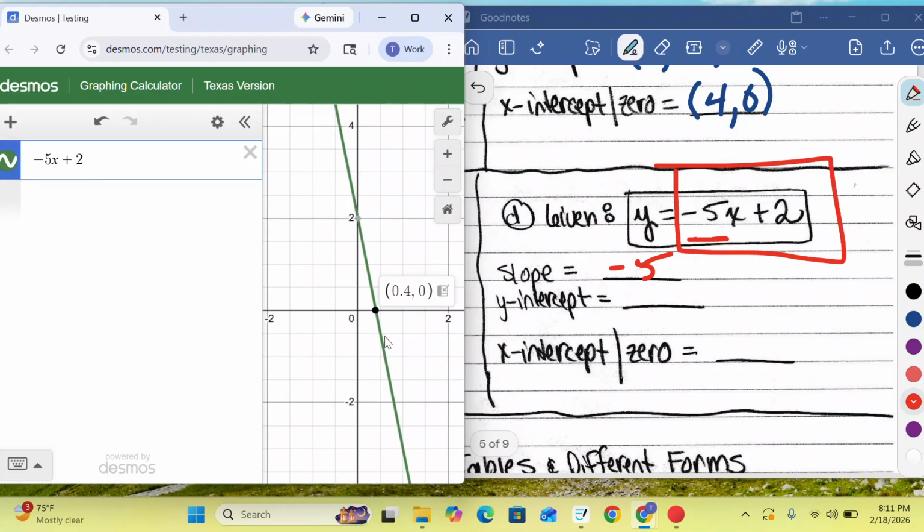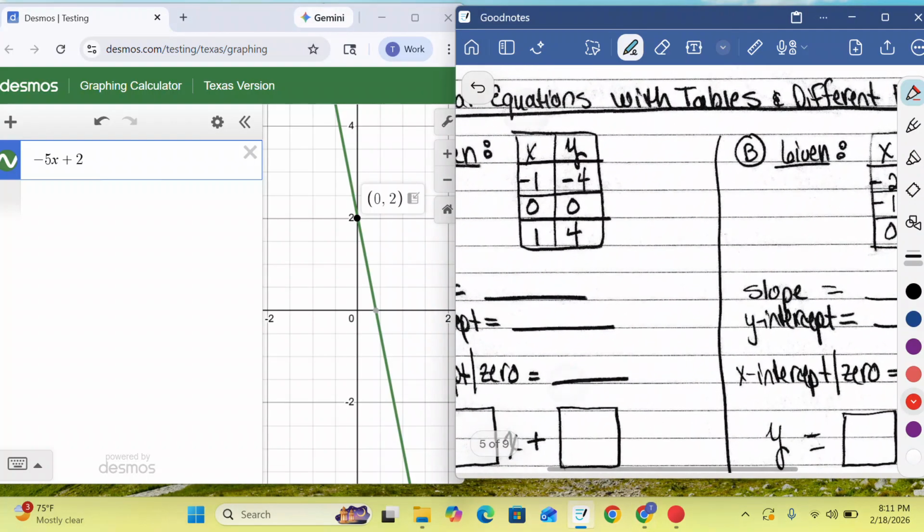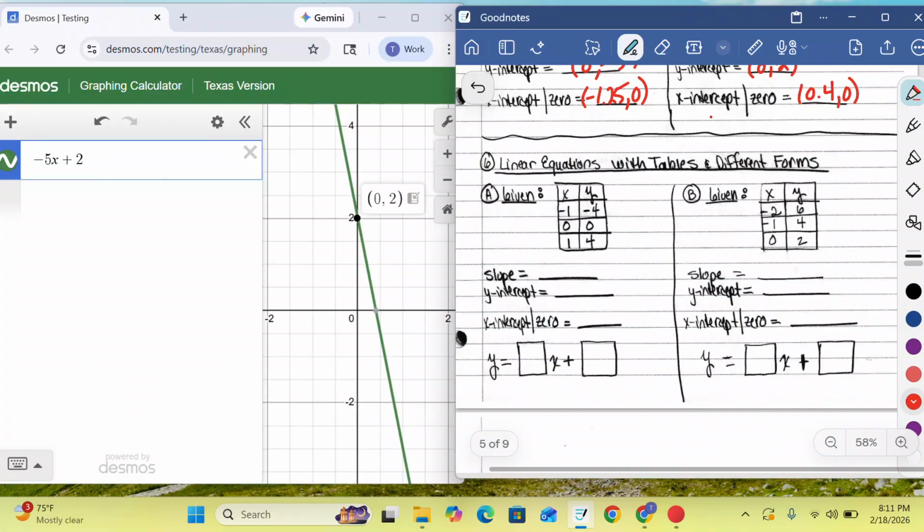My x-intercept is 0.4, 0. And then I'm going to find my y-intercept, and my y-intercept is right here, and that is 0, 2. And that is my slope, that is my y-intercept, and that is my x-intercept. So next step, I am going to show you how to input tables and how to get our slope, y-intercept, x-intercept, and how to fill out this equation.